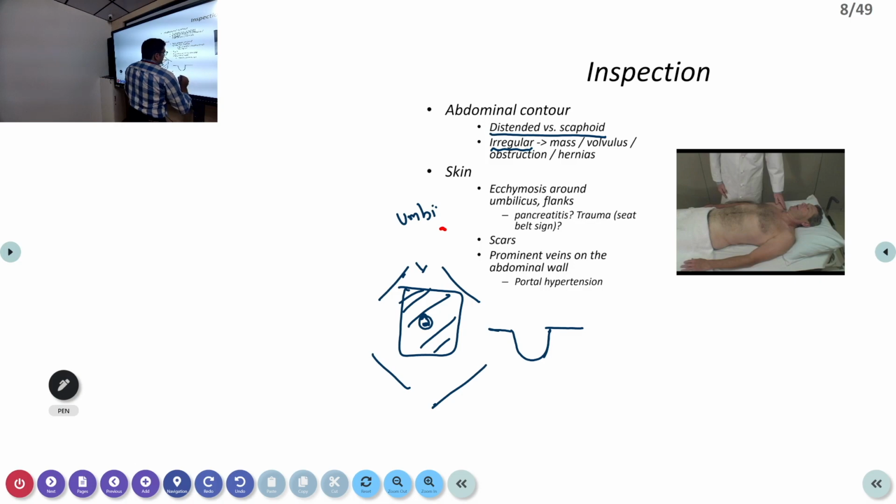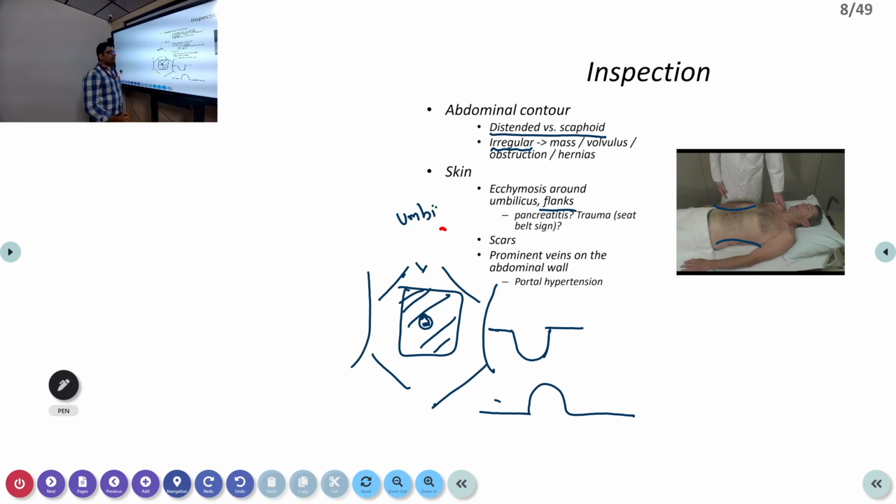If the patient has ascites or some abdominal mass, it will be everted like that. Okay, so it will be protruding. So you have to look at the umbilicus. That is a very important sign. And then you have to look at the flanks. Okay, flanks are these sides, both sides. That is the flank of the abdomen.